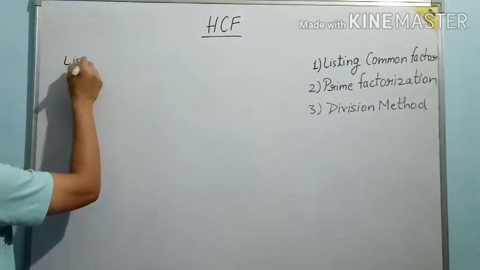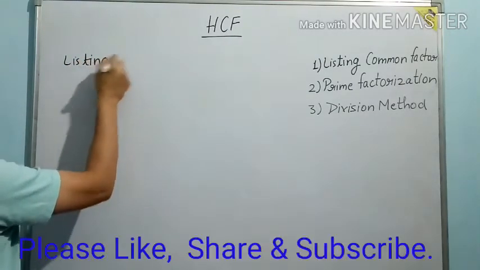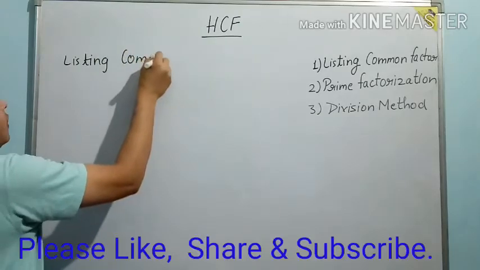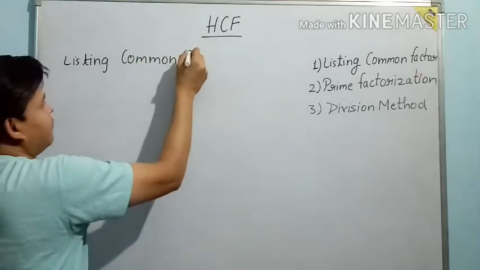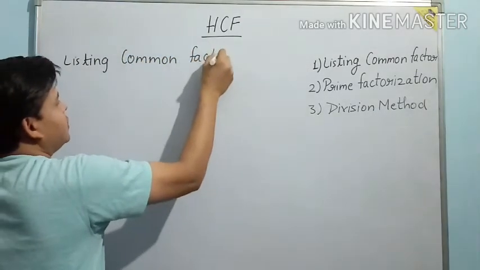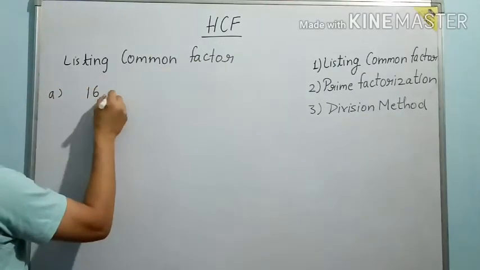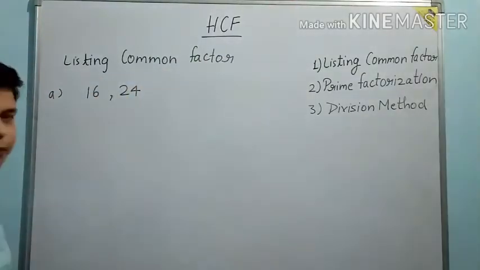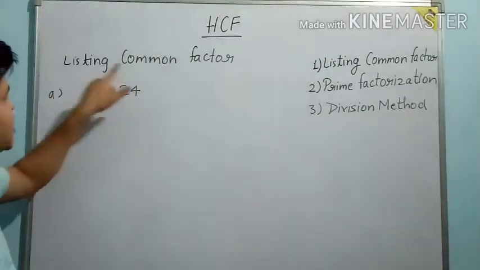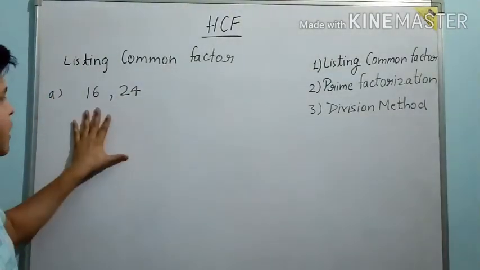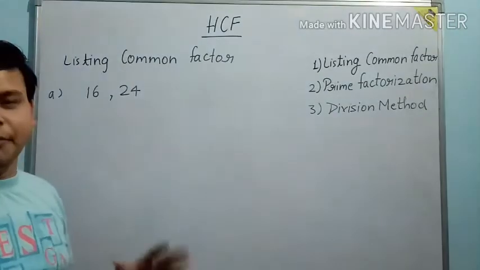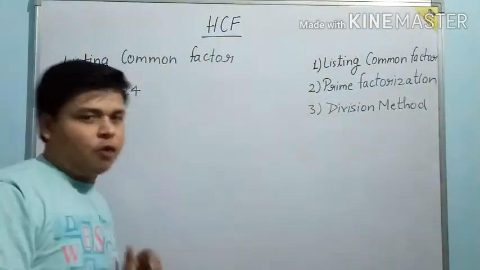So listing common factor method. So let's take an example, 16 and 24. So first method is listing common factor, means we have to find out the factors, then we will take common. यानी हम पहले factor निकालेंगे और फिर उसमें से common निकालेंगे.